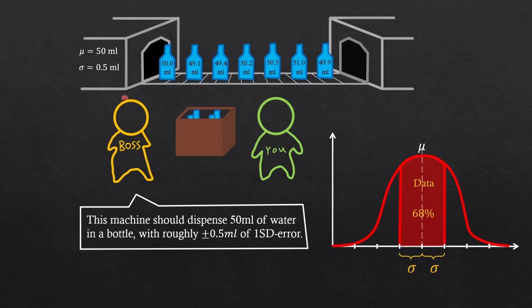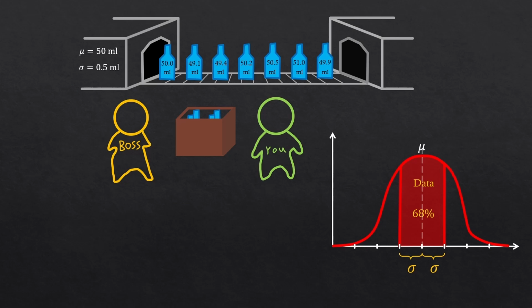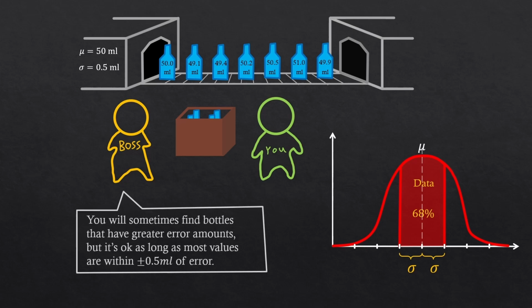So here on the machine, it says the average value is 50 milliliters and the standard deviation is 0.5 milliliters. Okay, the boss continues. You'll sometimes find bottles that have greater error amounts, but it's okay, as long as most values are within plus minus 0.5 milliliters of error. So he's basically referring to 68% as most.